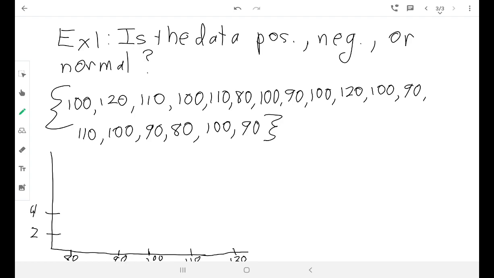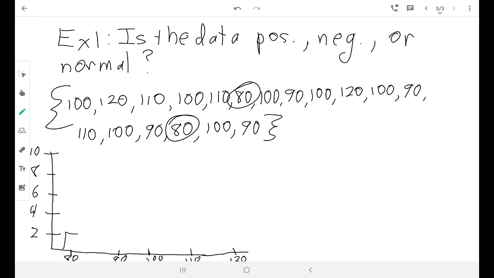2, 4, 6, 8, 10. And if I have to go above that, I'll go above that. But for right now, we just want to count them. Okay, so 80 and 80. That's 1, 2.